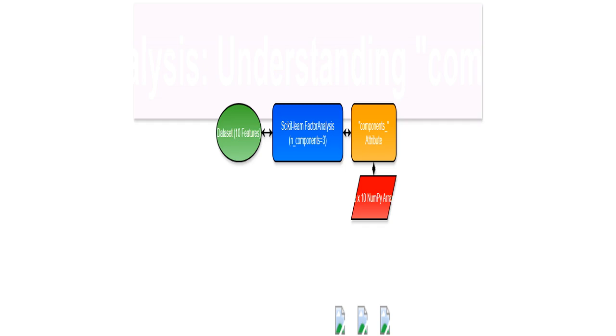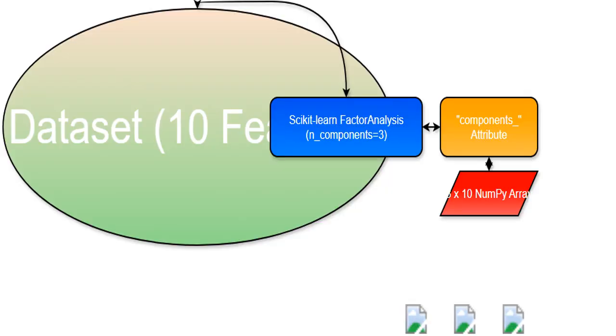I'm going to explain the core idea behind factor analysis, a method to simplify complex data. We'll focus on understanding the meaning of the components attribute in Sklearn's factor analysis. Think of it as a way to find the hidden underlying factors that explain your data. Let's imagine you have a dataset. Each data point has 10 different characteristics, or features. Maybe it's data about houses with 10 features like size, number of bedrooms, location, etc.